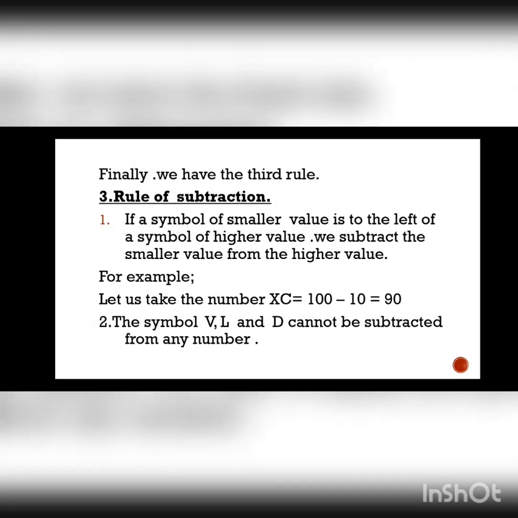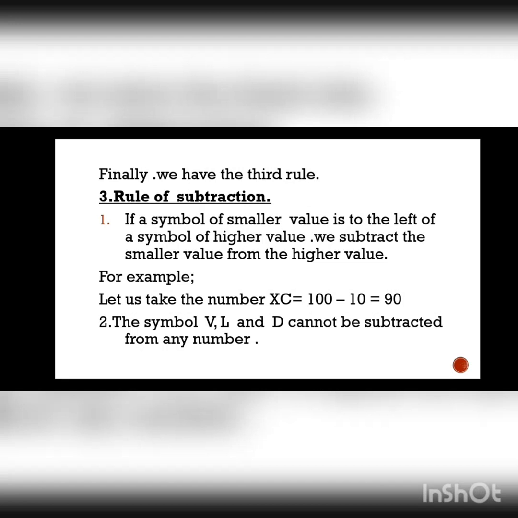Finally, we have the third rule, rule of subtraction. If a symbol of smaller value is to the left of a symbol of higher value, we subtract the smaller value from the higher value. For example, let us take the number XC is equal to 100 minus 10 is equal to 90.